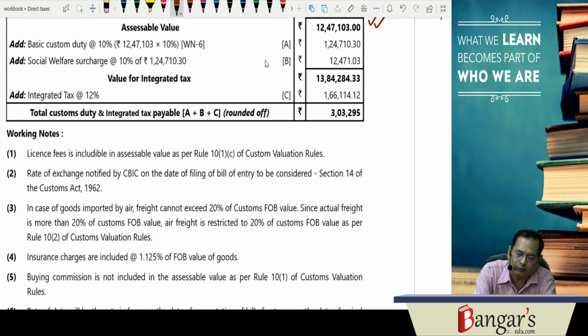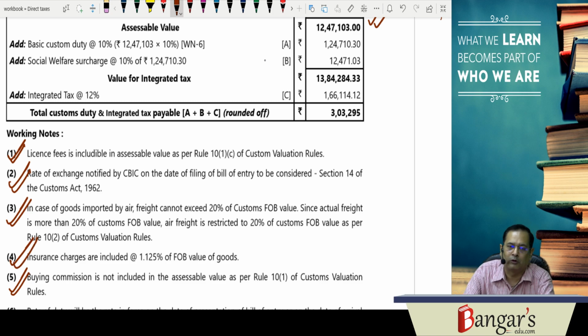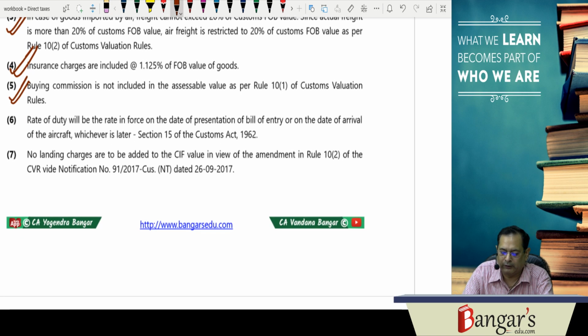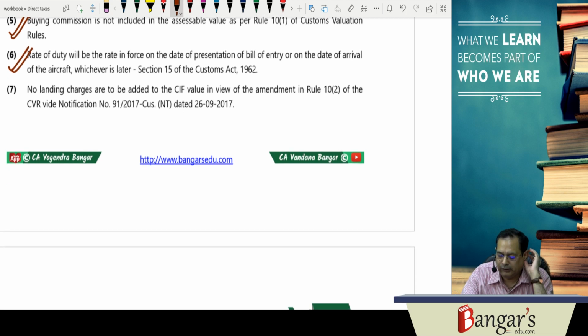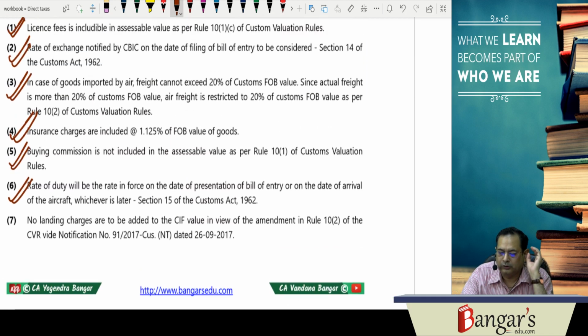Now here we have to write that license fees will be added in the assessable value. The exchange rate as notified by CBIC on the date of presentation of bill of entry is to be taken. Air freight cannot exceed 20% of the customs FOB value. Buying commission will not be included. Insurance charges, if not ascertainable, are 1.125%. The rate of duty on the date of presentation of bill of entry or arrival of the aircraft, whichever is later, will be taken. Okay, so this was a question.